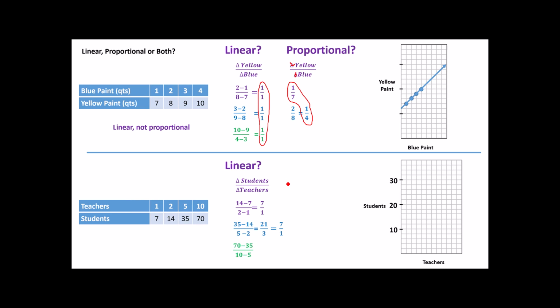And the last is 70 minus 35 and 10 minus 5, 35 over 5, which is also 7 to 1. Notice these are all the same. This is linear. Is it proportional?